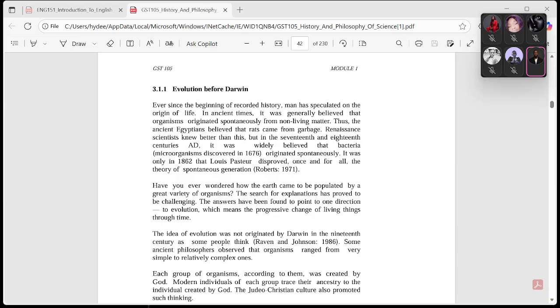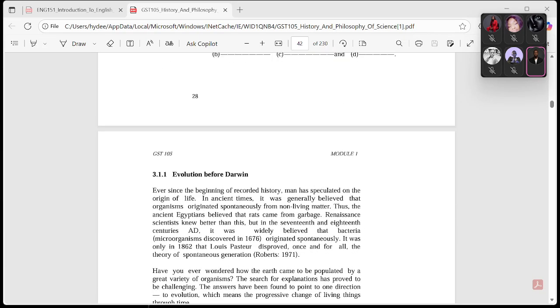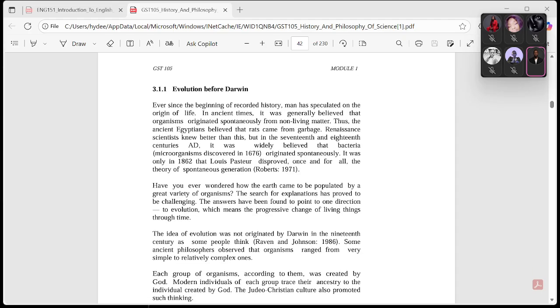All right, so the spontaneous generation, I never actually approved of this belief, though. I read it in biology then. So the ancients believed that organisms originated spontaneously from non-living matter, but this was disproved by Louis Pasteur in 1862. Take note of that, please. In 1862, Louis Pasteur disproved it. This is the first paragraph under 3.11, evolution before Darwin. Under 3.11, you'll see that on page 29. So I just took the main points there.